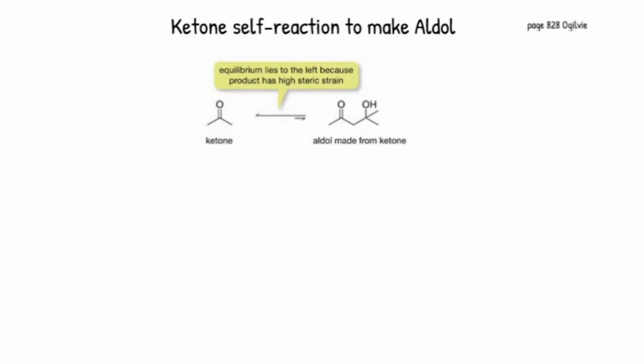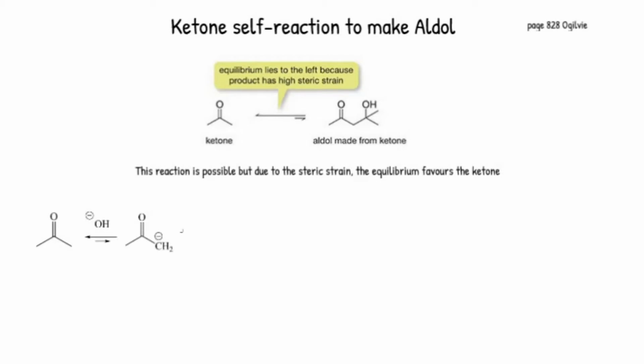Ketones can also self-react to make an aldol product. This is on page 828 of Ogilvie's Mechanistic Patterns. Let's look at the reaction of acetone, which can self-react to produce the beta-hydroxy ketone. Note, the equilibrium heavily favors the ketone reactant due to steric strain. Again, deprotonation of the alpha carbon by hydroxide base favors the reactants as the pKa of the ketone is higher than that of the more acidic water.